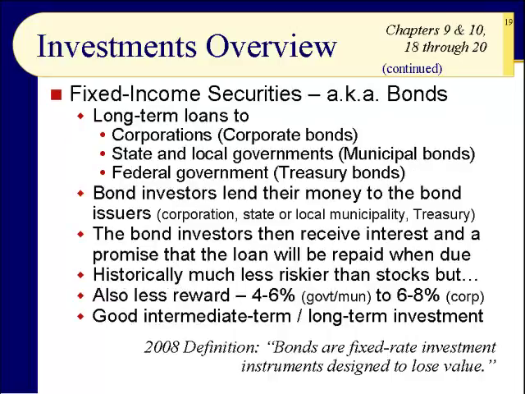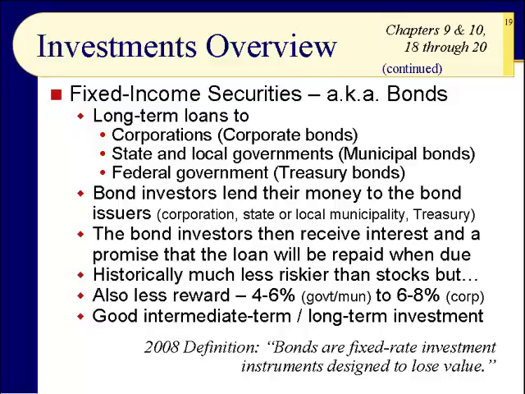Slide number 19, bonds. Fixed income securities. Why do we call them fixed? Because we know how much we're going to get. Unlike stocks, where we really don't know. In the case of bonds, assuming nothing goes belly up, which normally it doesn't, you know how much money you're going to receive. And that's why we call them fixed income securities. Bonds are debt. They're long-term loans.